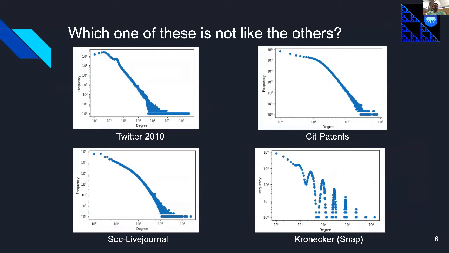So here we look at the degree distribution of some real-world graphs and compare that to that of a Kronecker graph. As you can see, the degree distributions from Twitter, CIT patents, and the LiveJournal dataset are fairly smooth. And if you compare that to the degree distribution from a Kronecker graph, you can clearly see that the combing pattern is very visible and is not present in any of the real-world graphs we compare to. The takeaway is that real graphs do not have comb degree distributions.